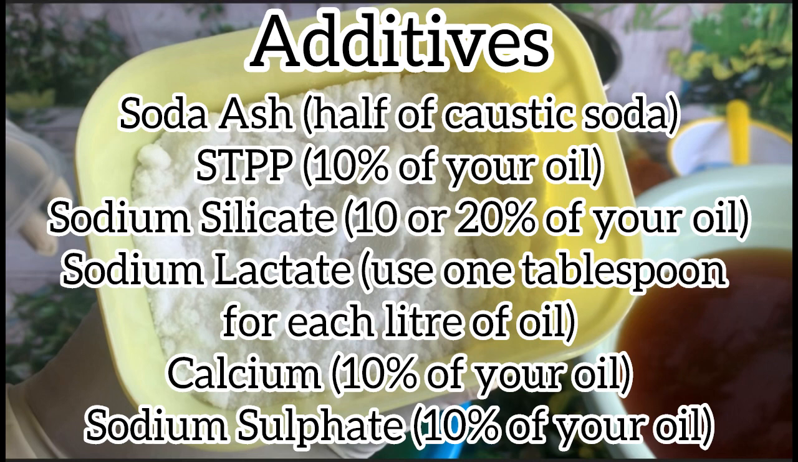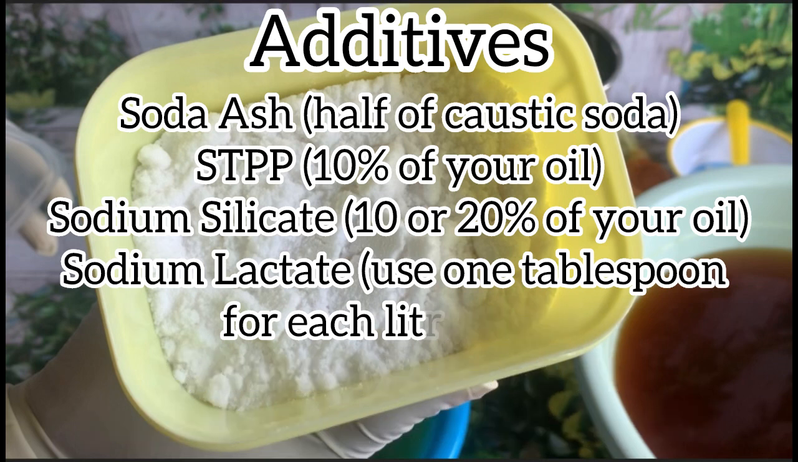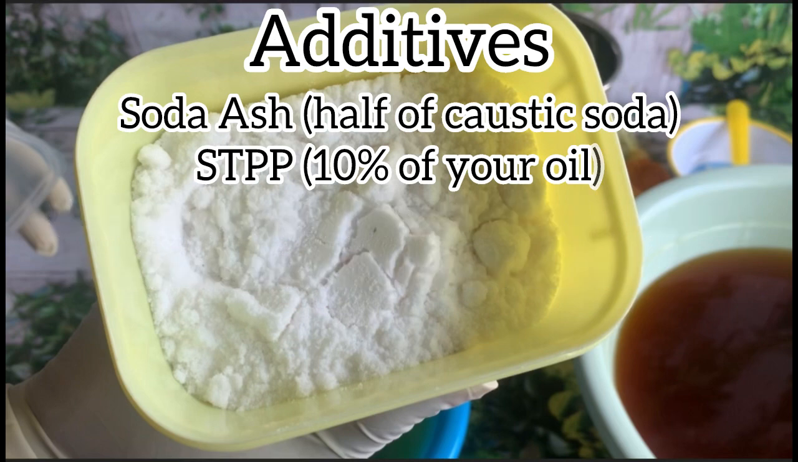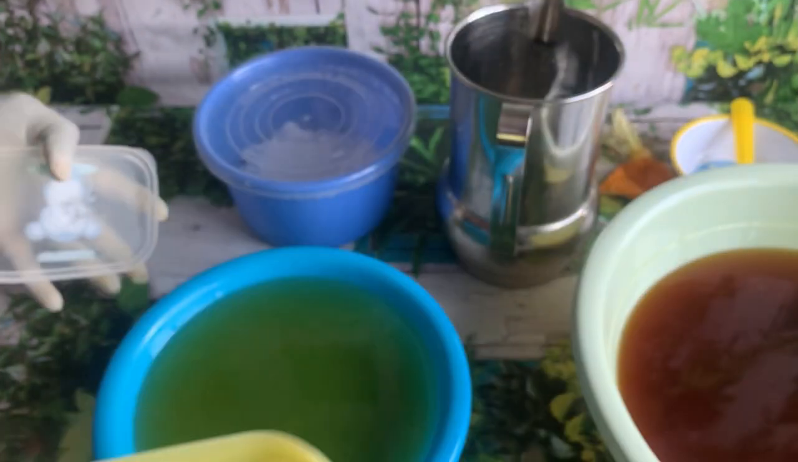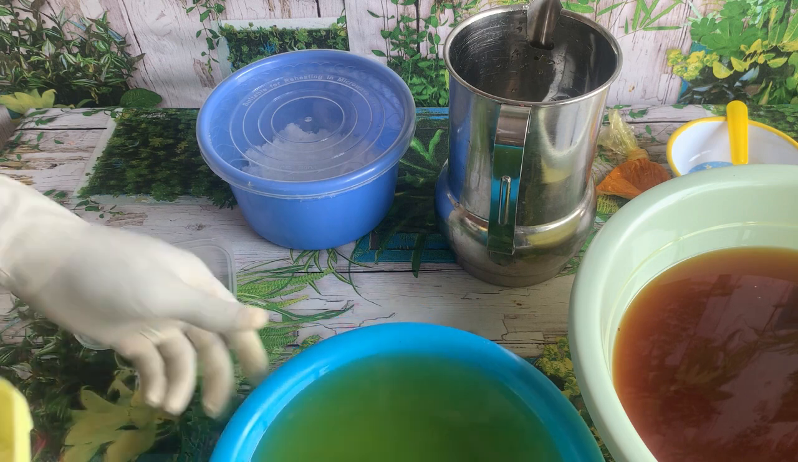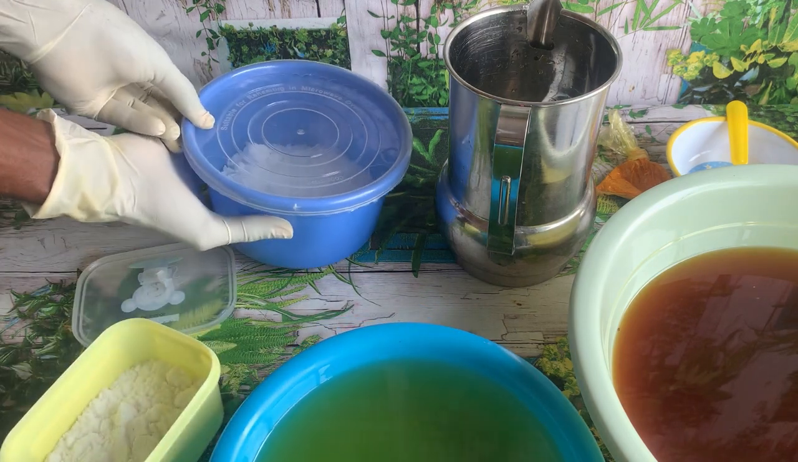Don't forget what I said. If you go beyond the measurement of a particular additive, your soap will have issues. So measurement is very important in soap making. Don't neglect measurement. So the next chemical we'll be looking into is called the caustic soda.